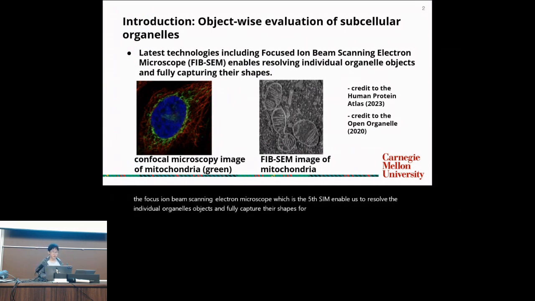For example, the FIB-SEM image of the mitochondria on the right allows us to see the boundary and shapes of the mitochondria clearly. However, previously, such accessibility was not available. For example, the confocal microscope image on the left can only capture the rough spatial distribution of the mitochondria at the cell level, where the mitochondria is tagged with a green biomarker.